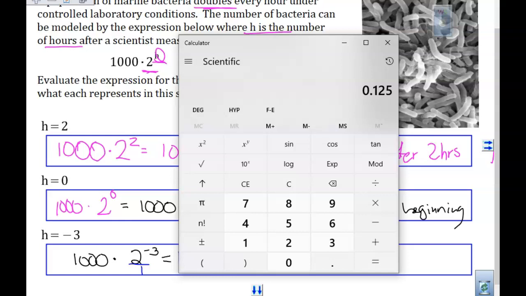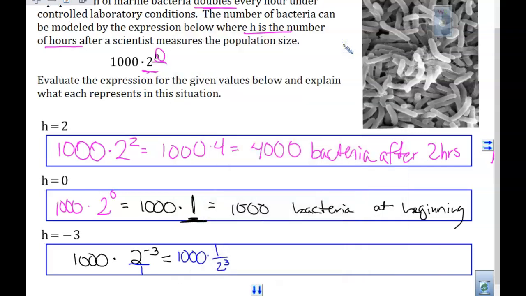Now take it times 1,000. So you have this on your calculator. Just go times 1,000. So we multiply it by 1,000, and we got 125. So the question is, this is the same as 1,000 times 1/8, that 0.125. How much did we end up with? 125 bacteria when? 3 hours before they started, right? So 3 hours before they started measuring.